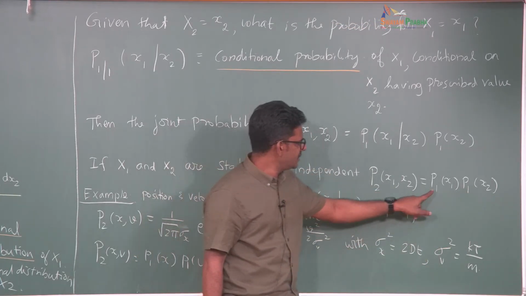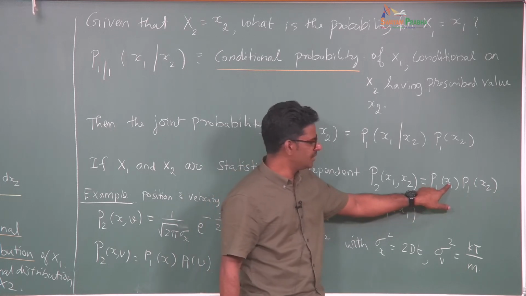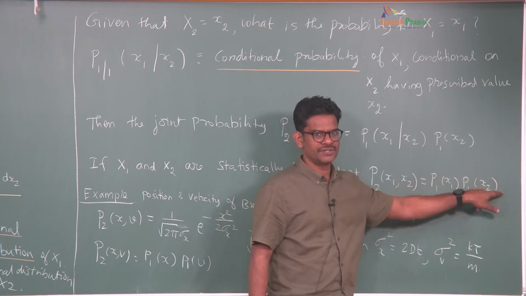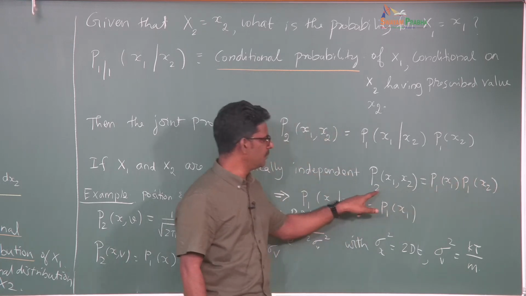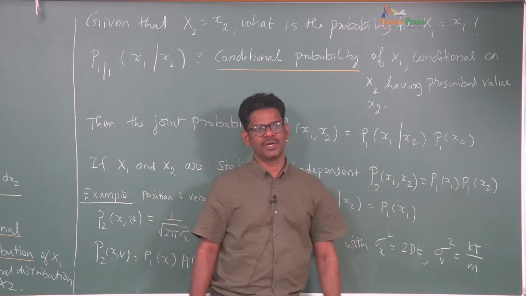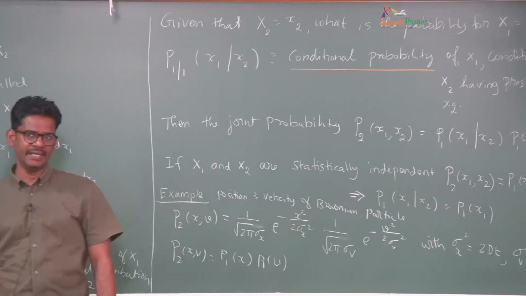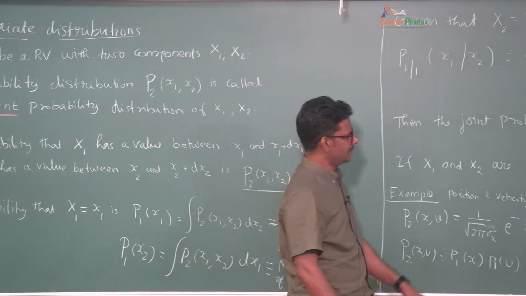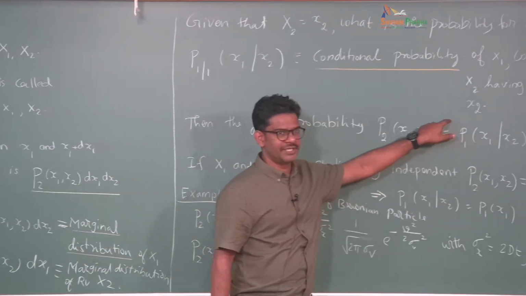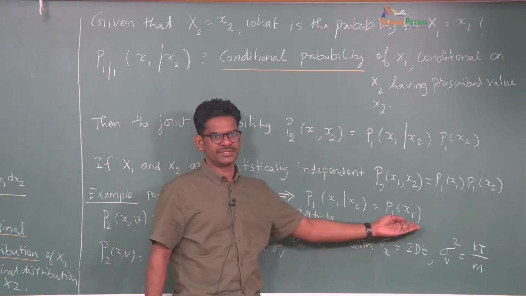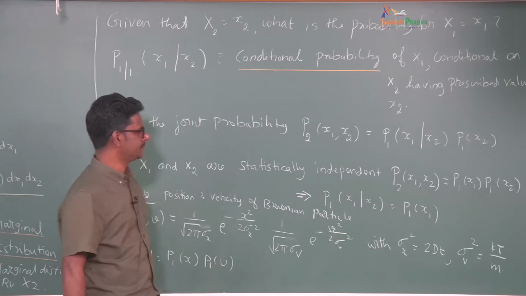Okay. So, you can see that this P1 means I am talking about only the distribution of one variable. This will be a different function and this can be another function. The product of these two will give me the joint distribution function only when x1 and x2 are statistically independent. And if you compare this expression with this general expression, you will see that the conditional probability is nothing but the marginal distribution itself. Okay.